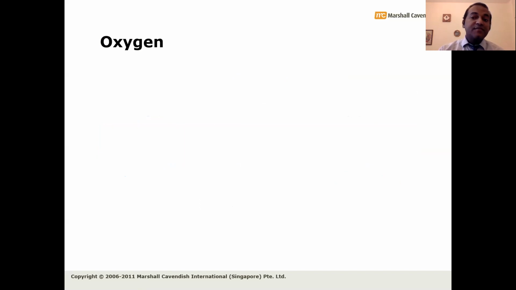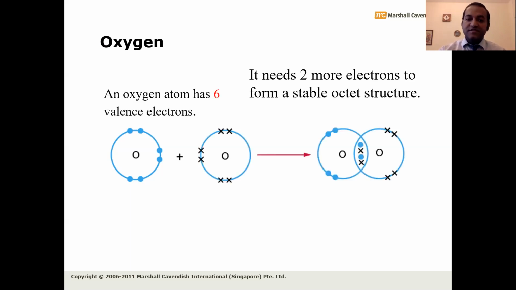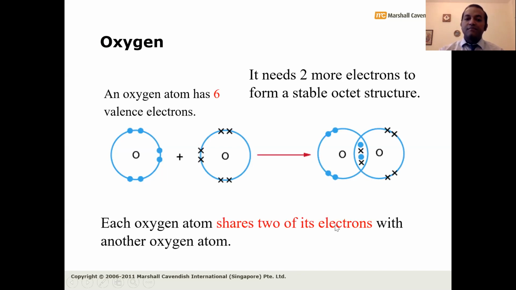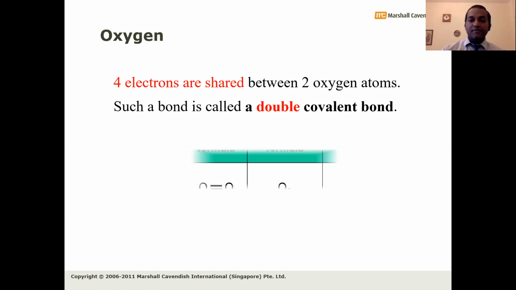Now we want to see a little bit more complex. Now we have this oxygen. This oxygen has 6 valence electrons because it is in group 6. The other oxygen also has 6 valence electrons. So each one of them, this time, shares 2 electrons because they share 2 over here. All right, it becomes double. Okay, 4 electrons are shared between 2 oxygen atoms. Such a bond is called a double covalent bond.